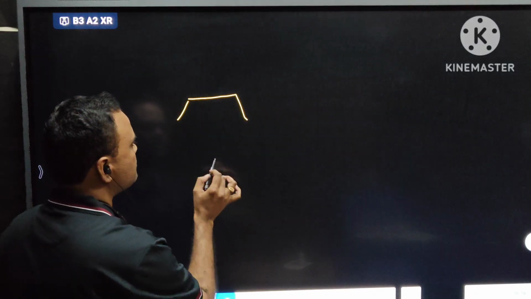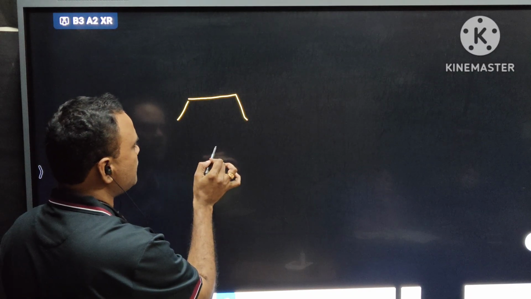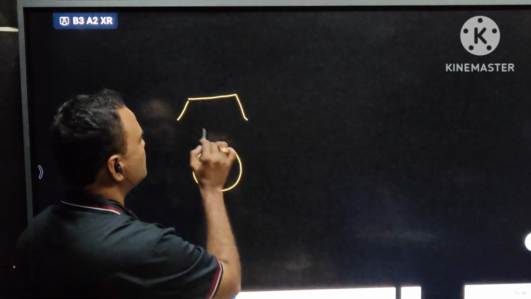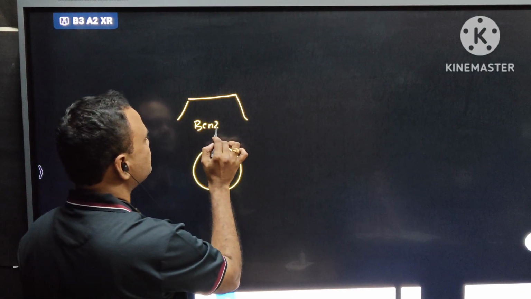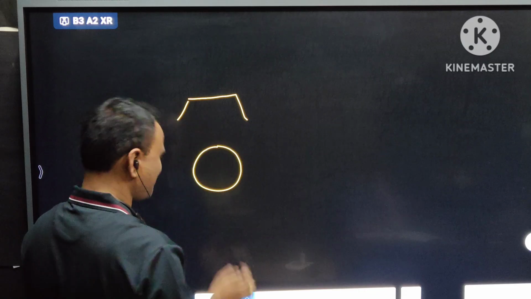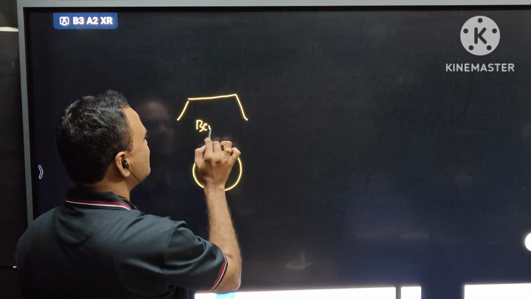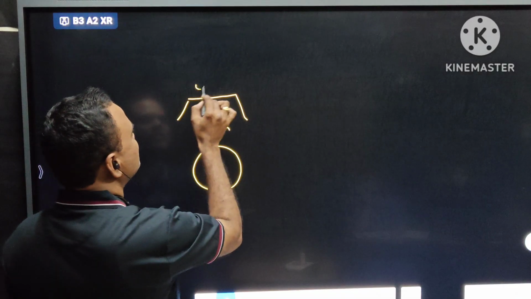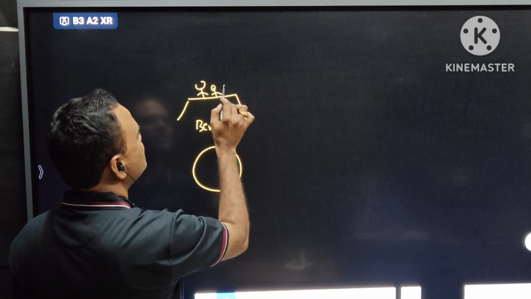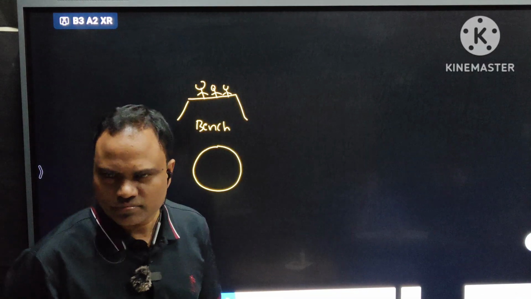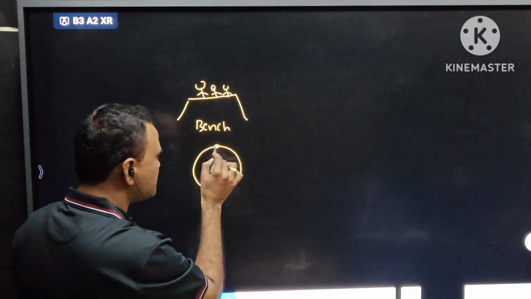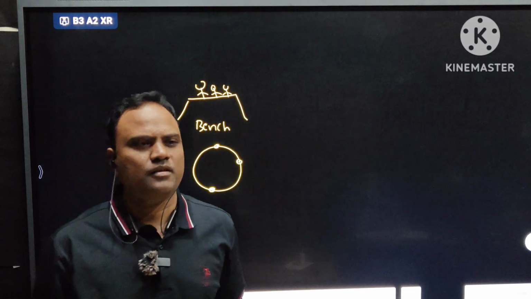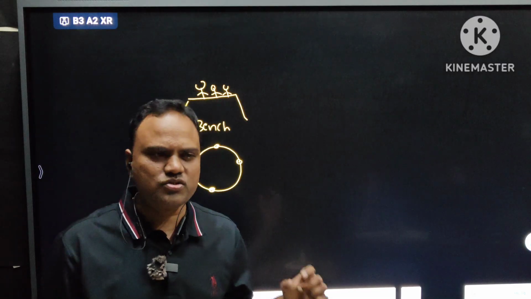This is one bench. Compare this bench with an oxygen atom. Oxygen. Consider a college bench. Three students sat on that bench. Some electrons are present in the oxygen atom. Imagine or consider one student came late.